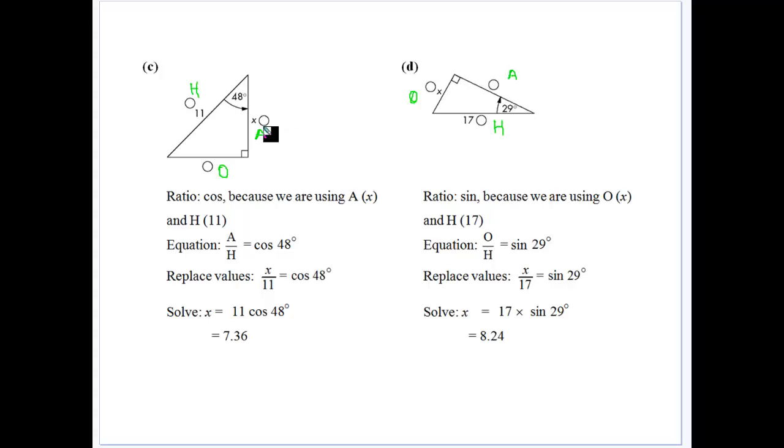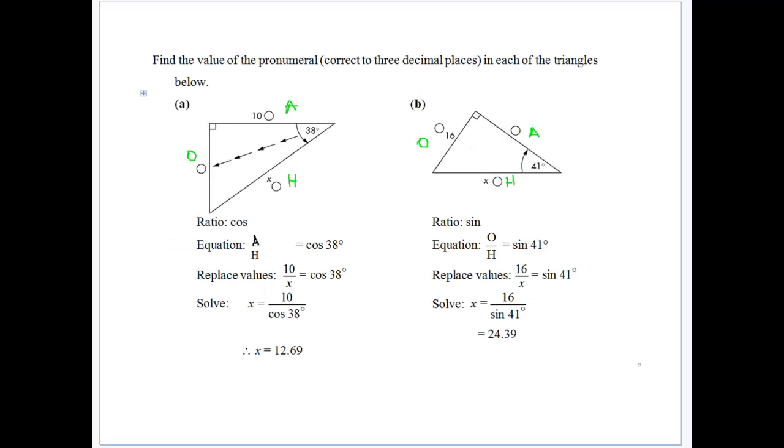This time we've got the adjacent side and the hypotenuse. So the adjacent over the hypotenuse is equal to cosine of 48. So x on 11 gives us the cos of 48, or x is equal to 11 cos 48. Same thing with this one. We're going to use the sine ratio because we've got the opposite side over the hypotenuse. They're the two sides we've got. We're setting up our equation with one unknown, and we're able to solve. And that's what it starts to come down to, being able to put in an equation with one unknown.